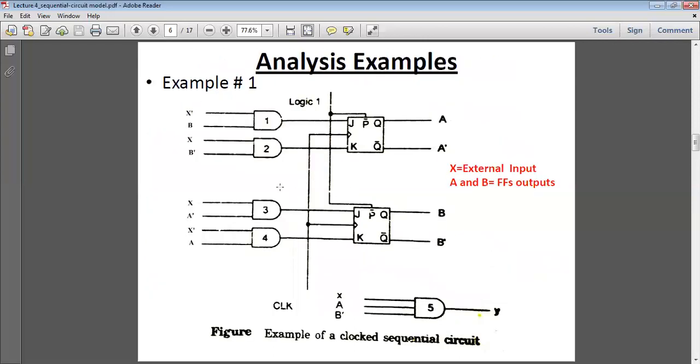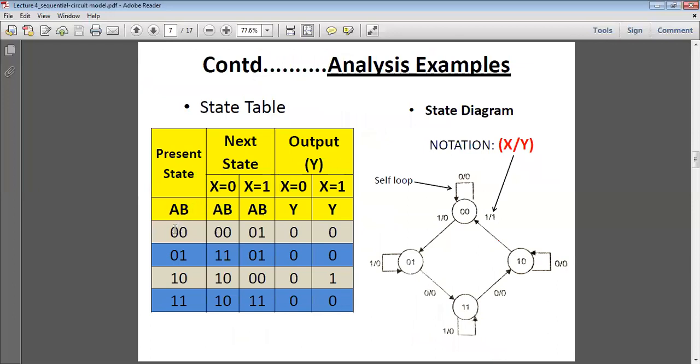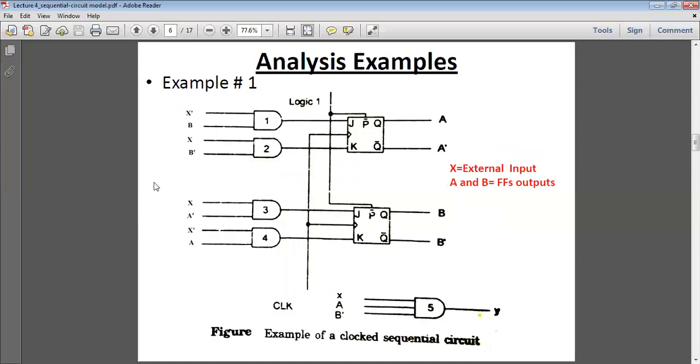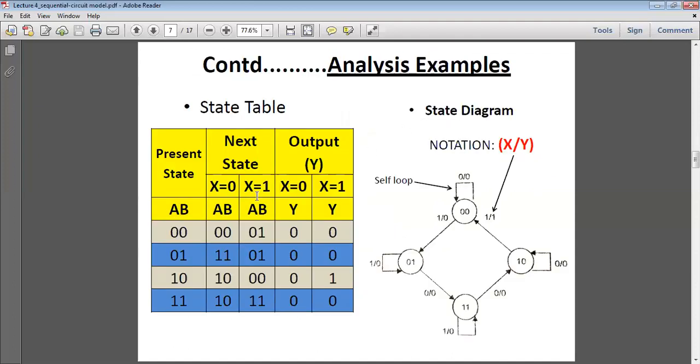So if we consider the first present state 0 0, at that time if we consider X equal to 0, what will happen in this circuit? 0 0, X is 0. So X is 0 means the AND gate outputs are 0. Similarly, the outputs of the 3 and 4 AND gates are 0. So 0 0 inputs for both flip-flops. So at that time what will be the output? The previous output, whatever A and B were, that is given here, 0 0.